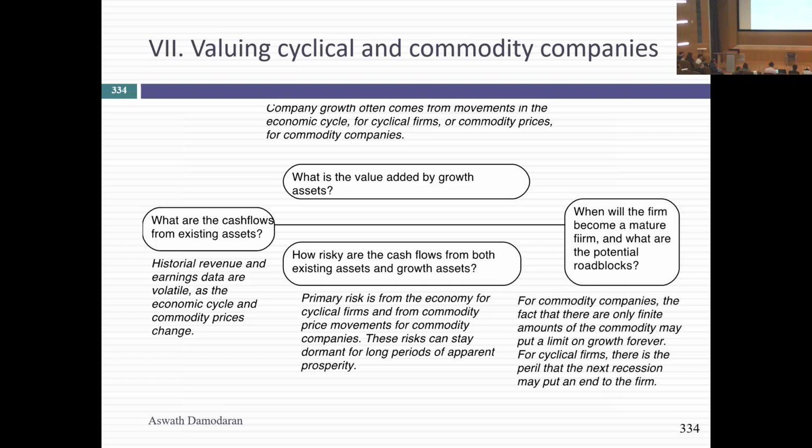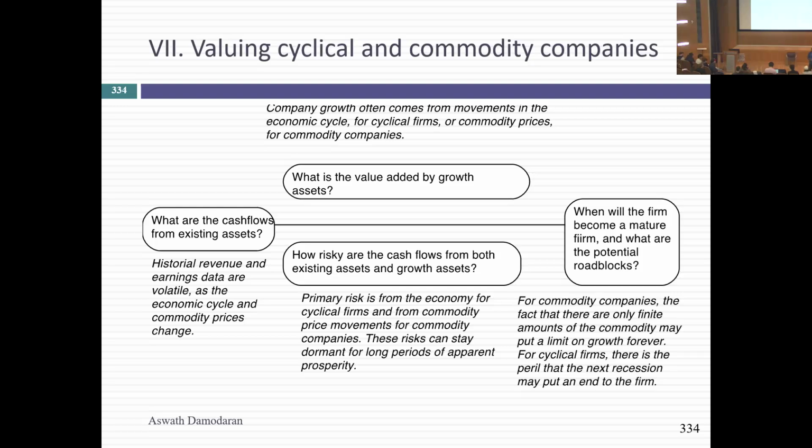Let's talk about valuing cyclical and commodity companies. What do they share in common? They're very much at the mercy of macro forces. What does that mean? You could be a mature automobile company, but whether you sell a lot of cars or not very many cars depends on the state of the economy. Cyclical companies, as the economy strengthens and weakens, their numbers are going to move around. With a commodity company, it gets even worse, right?